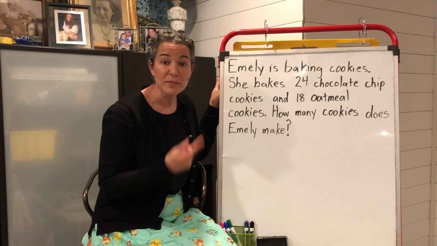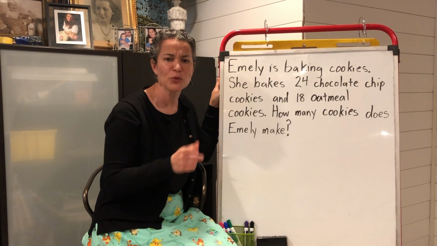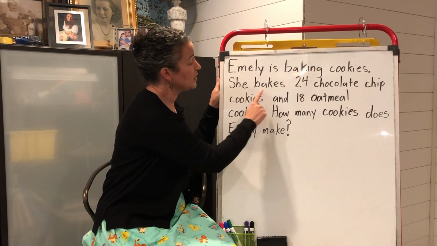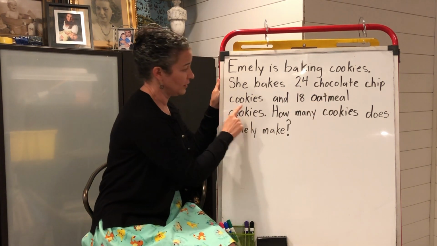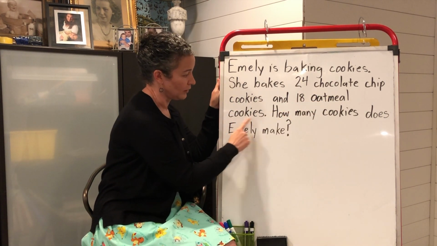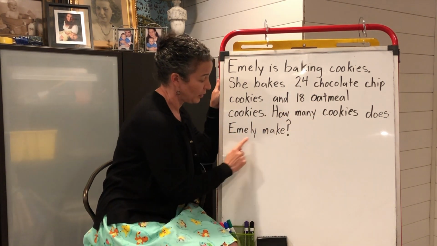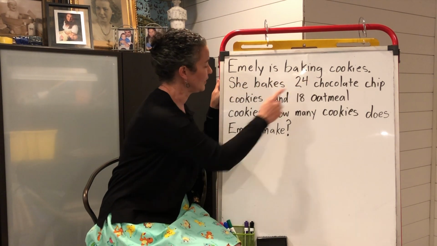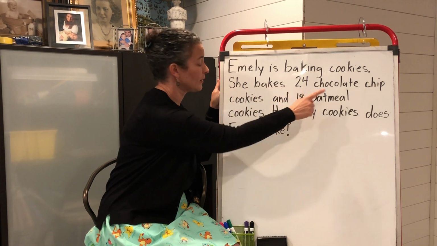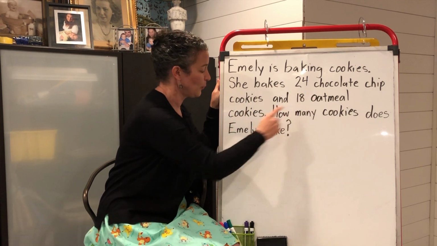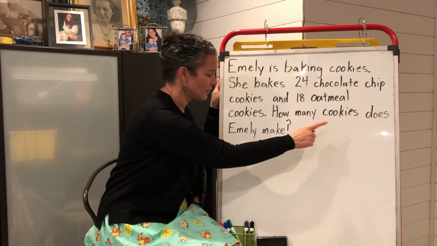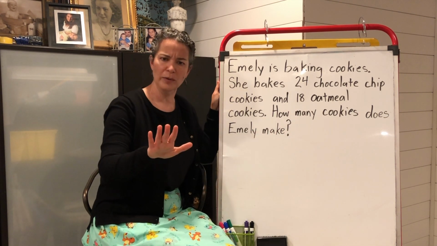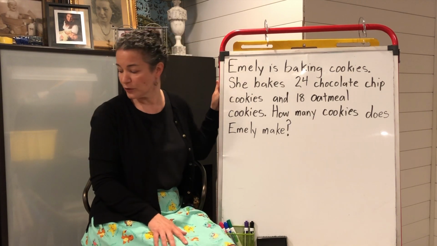All right, my friends, let me read the word problem the first time by myself. You read it with me the second time. Emily is baking cookies. She bakes 24 chocolate chip cookies and 18 oatmeal cookies. How many cookies does Emily make? Help me and read it with me this time. Emily is baking cookies. She bakes 24 chocolate chip cookies and 18 oatmeal cookies. How many cookies does Emily make? What should we do? Now don't get worried. Penny, what should we do?